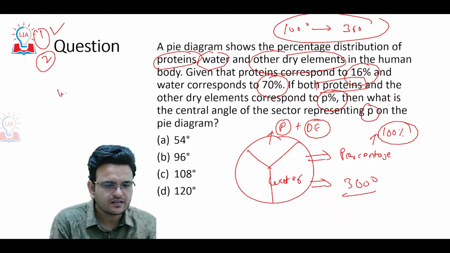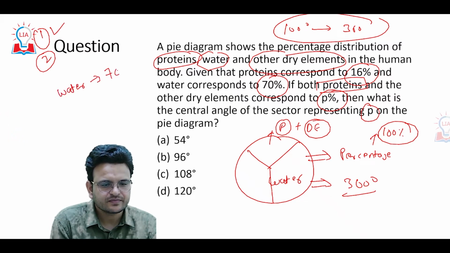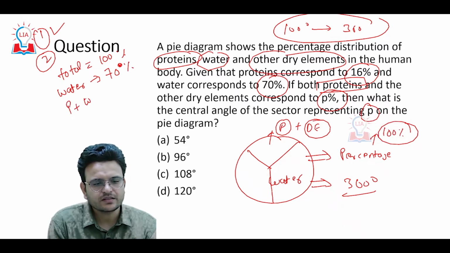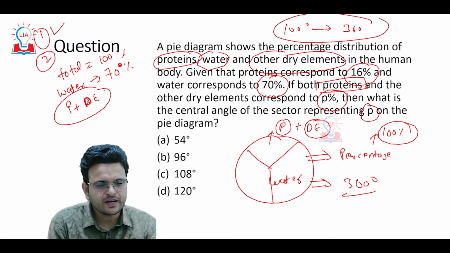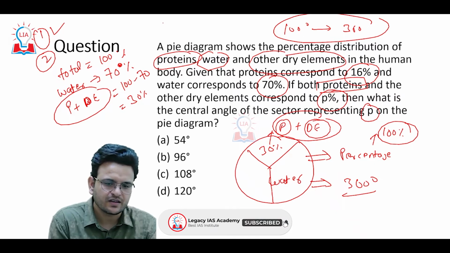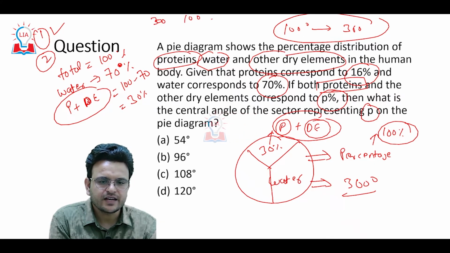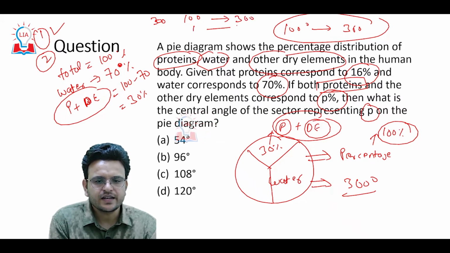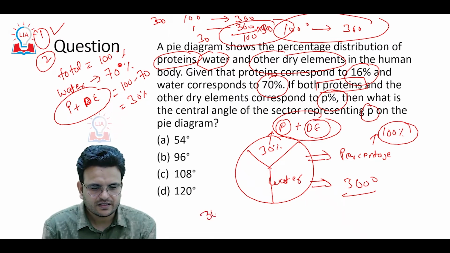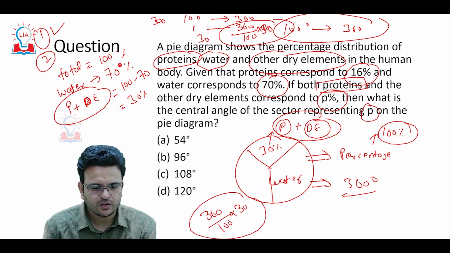So water is 70, total 100%. Water is 70%, then protein plus dry element will be 100 minus 70, that will be 30%. So we know that protein and dry fruit represent 30%. Okay, here we know that 100% is equal to 360, 1% is 360 upon 100 and 30% is 360 upon 100 into 30. If you solve 360 upon 100 into 30, you will get the answer 108.